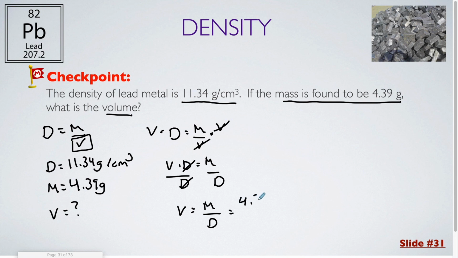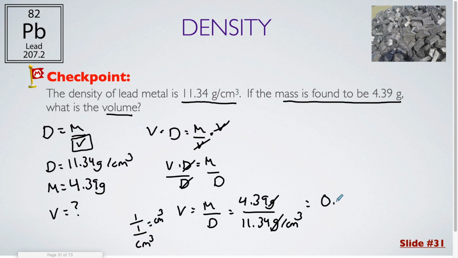So my mass is 4.39 grams, and my density is 11.34 grams per centimeter cubed. Here the grams are both going to cancel out, and I'm left with a unit of 1 over centimeters cubed, which is actually the same exact thing as just saying centimeters cubed. That's a unit of volume, so I know I set up my equation correctly. From here, I would just plug my numbers into a calculator, and I can see that I have 0.387 centimeters cubed.